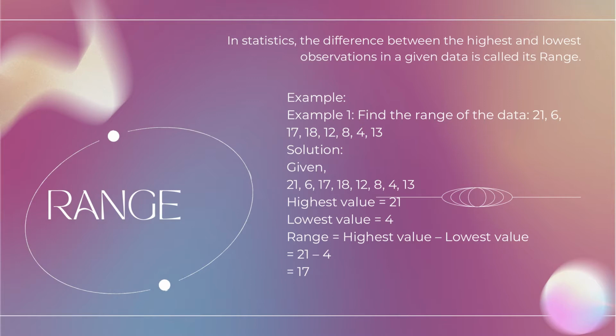The given are 21, 6, 17, 18, 12, 8, 4, and 13. What is our highest value? It is 21, and the lowest value is 4. Therefore, the range is equal to the highest minus the lowest value, which is 21 minus 4, and the answer is 17. The range of this given example is 17.